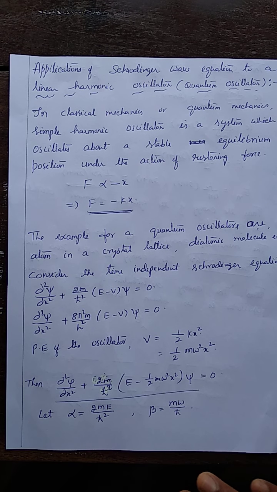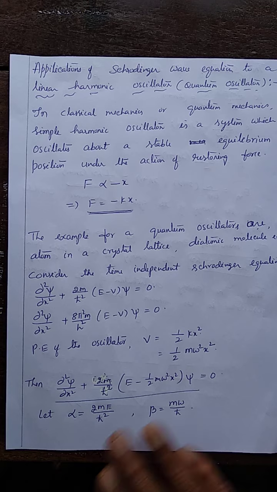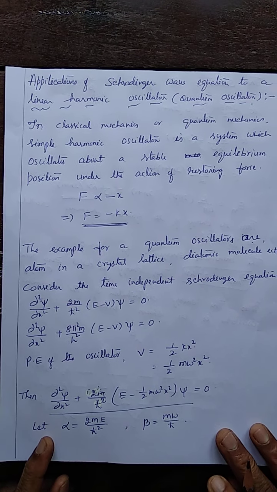Dear students, in the previous video, we discussed the application of the Schrodinger equation for a particle confined in a one-dimensional box and also a particle in a three-dimensional box. By applying Schrodinger's time-independent equation, we obtained the energy eigenvalues and eigenfunctions for the particle when it is confined in a three-dimensional box. Now today one more application is for a simple harmonic oscillator, a linear harmonic oscillator or a simple harmonic oscillator.